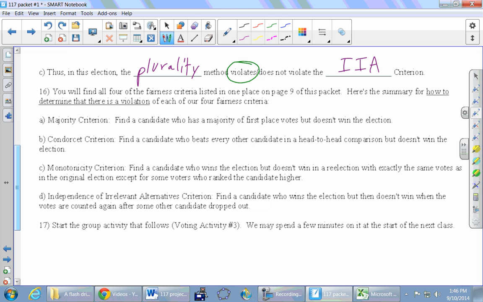For the monotonicity criterion, you've got your vote, somebody wins, then people change their mind and vote him higher, but all of a sudden he doesn't win. That's what it says in there. And then finally, this IIA business, somebody wins, but then there's a losing candidate that drops out, and all of a sudden it's a different winner. That would be a violation there.